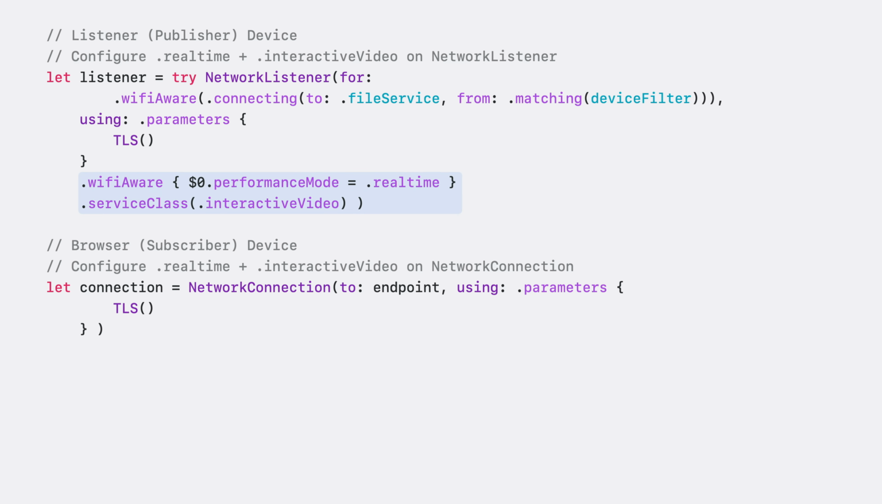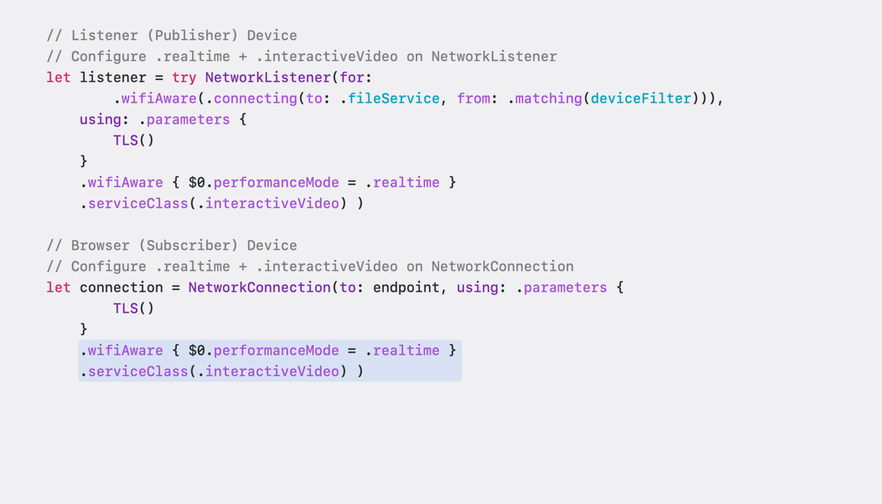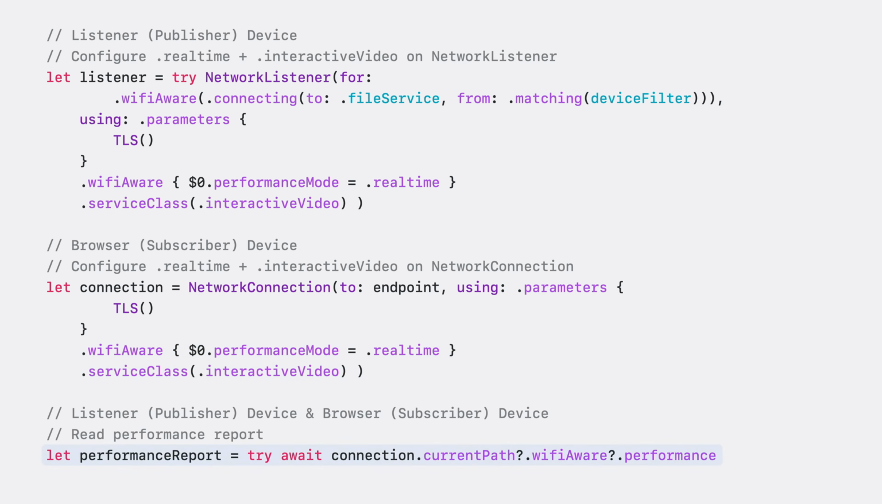In this example, the publisher is set to use real-time performance mode and interactive video traffic service class. On the subscriber side, the same configuration is needed on the network connection object that is created by your app. To monitor your app's Wi-Fi aware connection, access the current path and read the performance report. Your app can then take actions based on this report and refine the overall user experience.